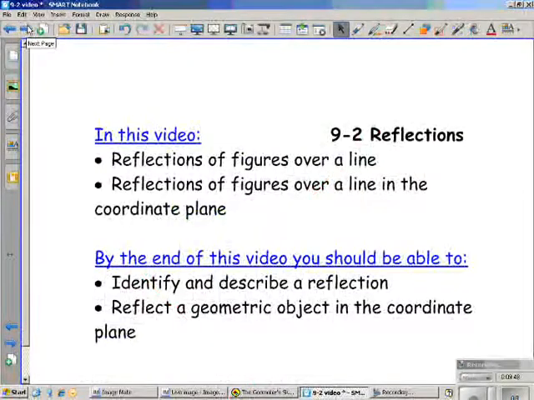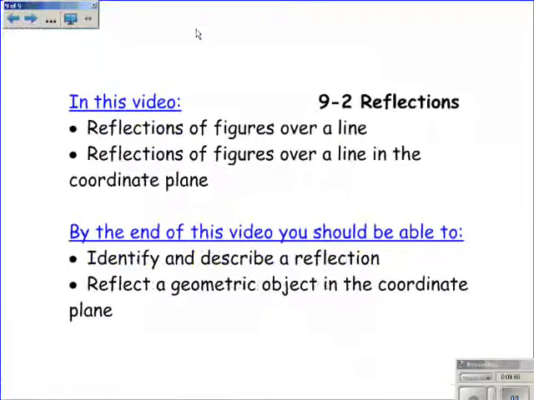This video was an overview of section 9-2 on reflections, reflections of figures over a line, and also specifically reflections of figures over a line in the coordinate plane. Hopefully you can identify and describe a reflection now and reflect a geometric figure in the coordinate plane.